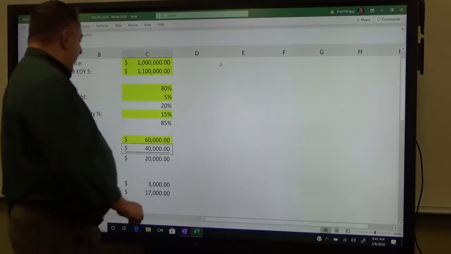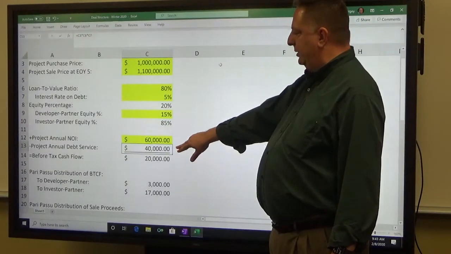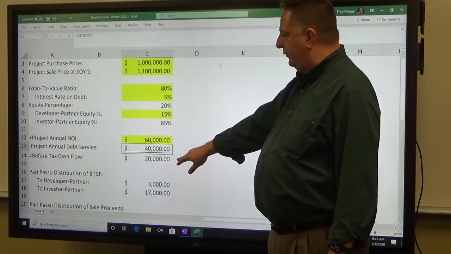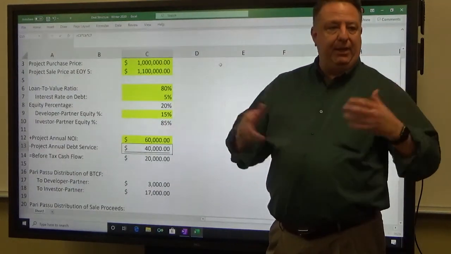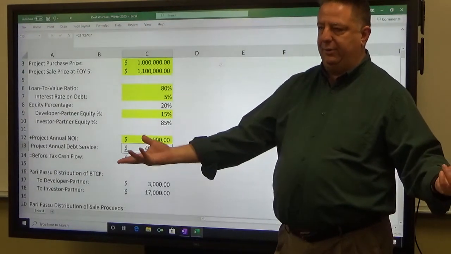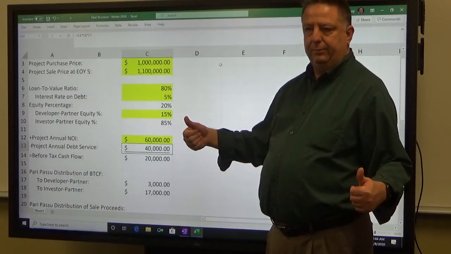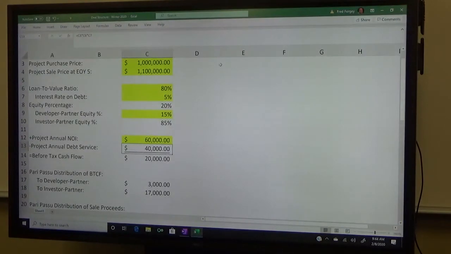So that means after you have paid your debt service of the 40,000 and you had an NOI of 60, that leaves you with before tax cash flow, which is money that basically can then be distributed to the developer and the investor, of 20,000. Okay, is everybody with me on that? Yes or no? Okay, so now the question is, how does that 20,000 get distributed?